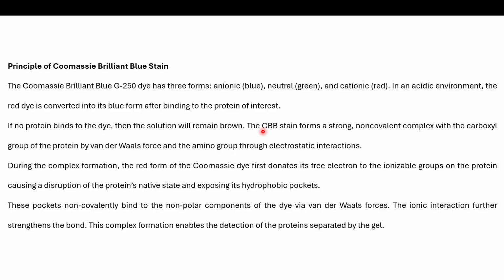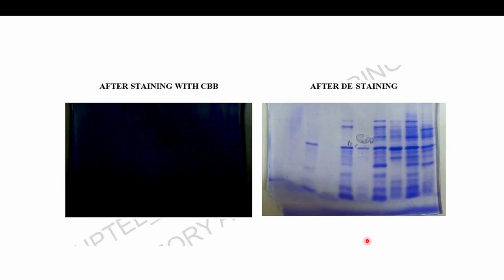All right. So the CBB stain forms a strong non-covalent complex with the carboxyl group of the protein by van der Waals force and the amino group, like the NH2 group, through electrostatic interactions. Now during the complex formation, the red form of the Coomassie dye first donates its free electron to the ionizable groups on the protein, causing a disruption of the protein's native state and exposing its hydrophobic pockets. These pockets non-covalently bind to the non-polar components of the dye via van der Waals forces, and the ionic interaction further strengthens the bond. So this overall complex enables the visualization of proteins separated by the gel.